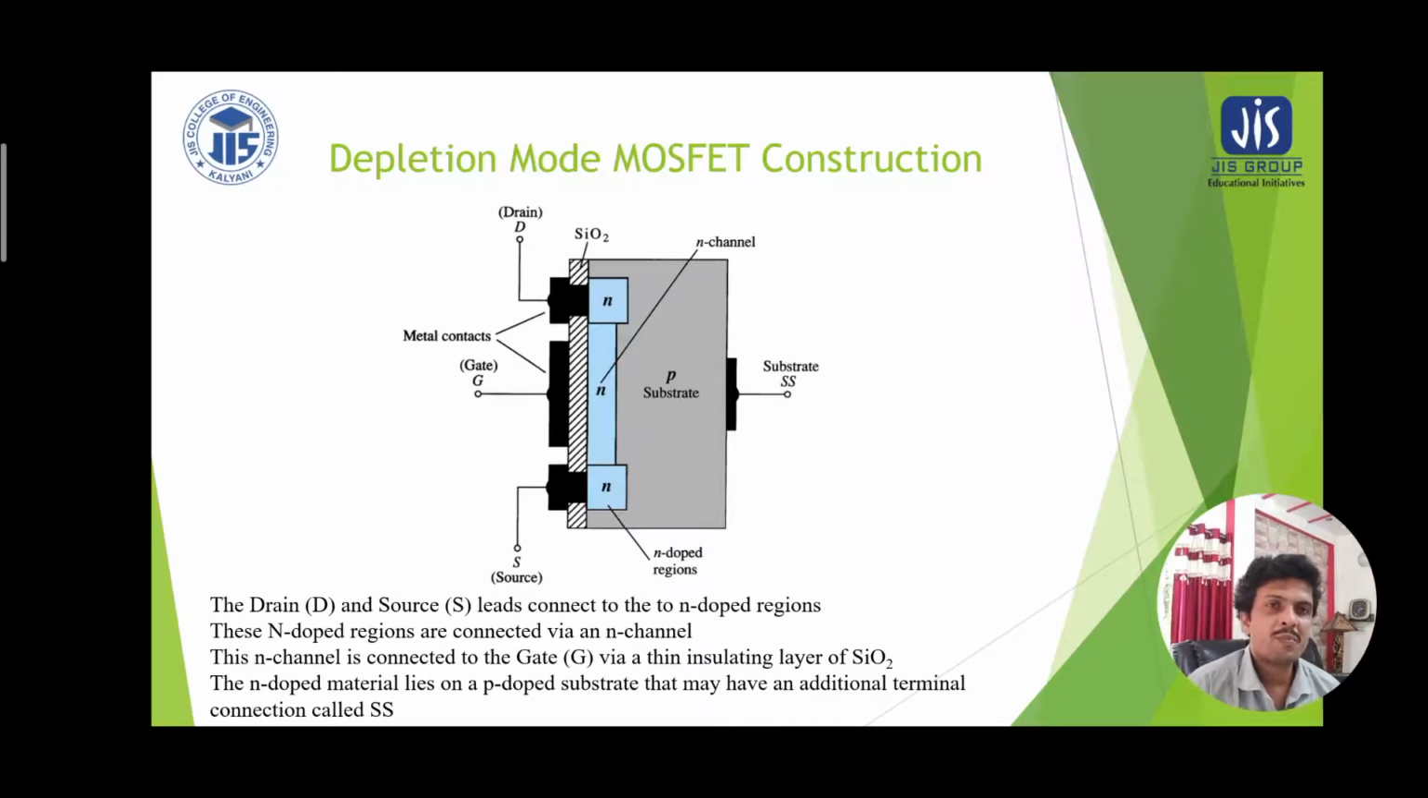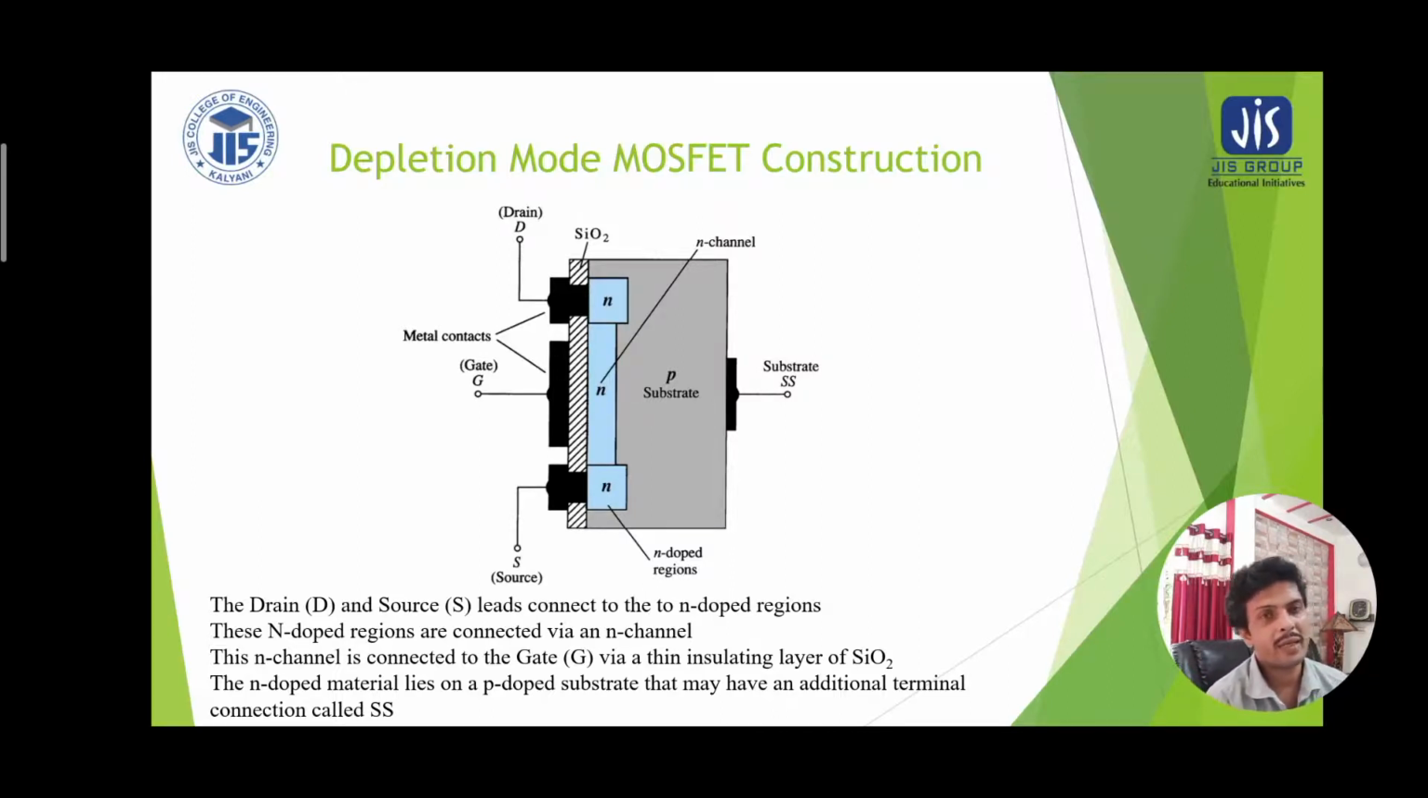This is the depletion type MOSFET construction, in which we can visualize that a typical p-type semiconductor is taken initially, which is known as the substrate. Above the substrate there is a silica layer, shaded with slash lines. So a silica layer coating has been given at the top. In the p-type semiconductor, before giving the silica layer coating, N-type regions have been diffused, that means the N-type drain and N-type source.